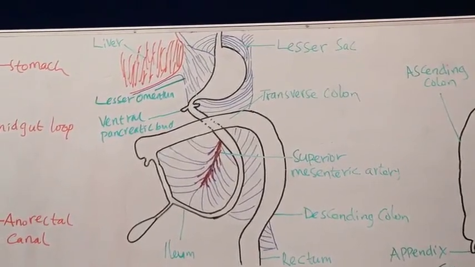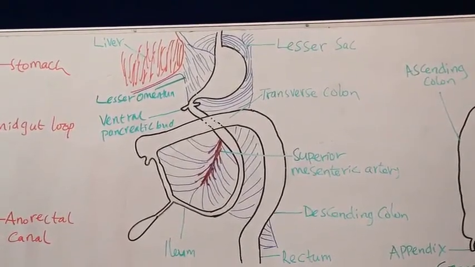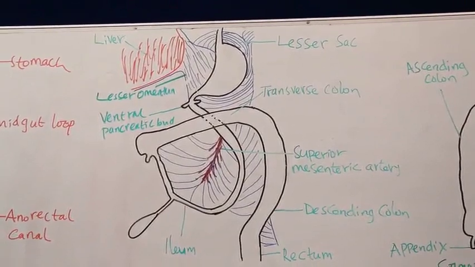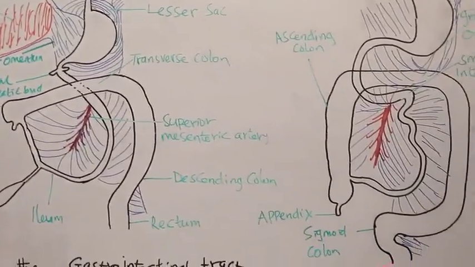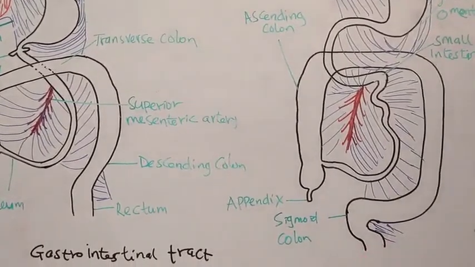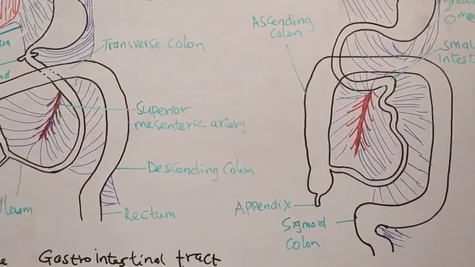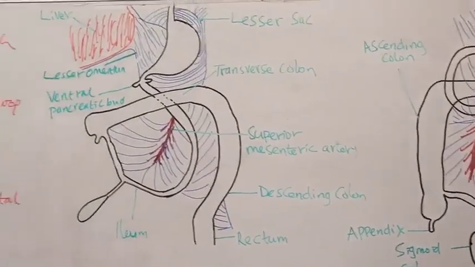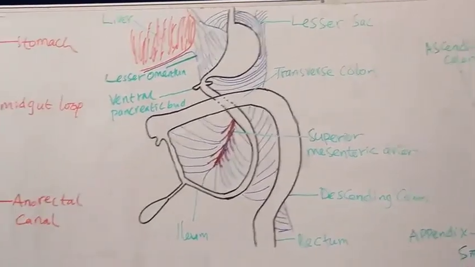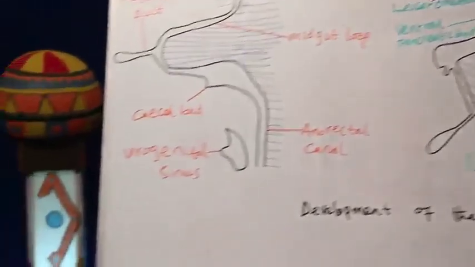Another congenital abnormality that needs to be mentioned is when the anus fails to recanalize, and then we have imperforate anus as a congenital anomaly. We have not mentioned the development of the liver and the pancreas, but we will mention that in subsequent videos.